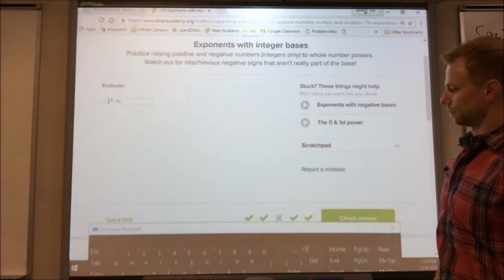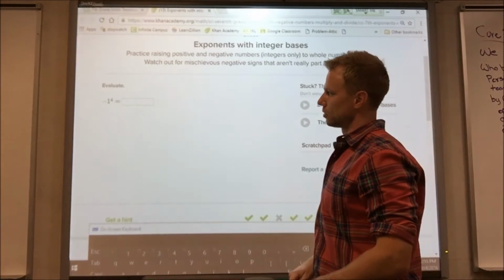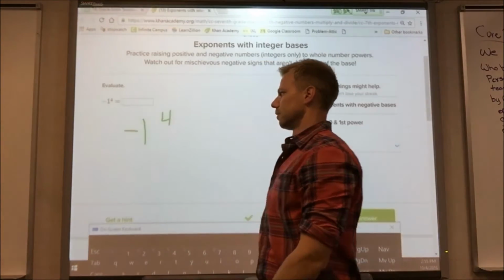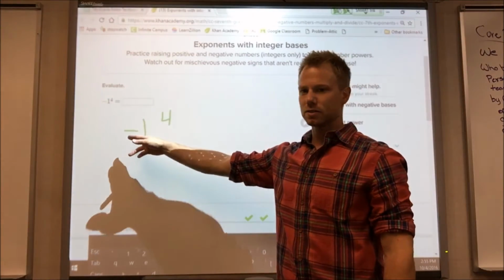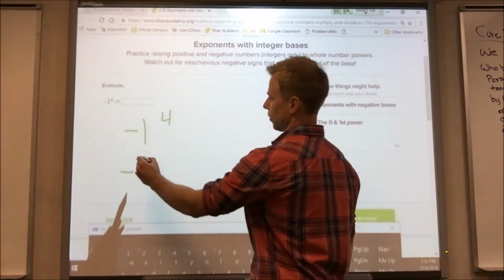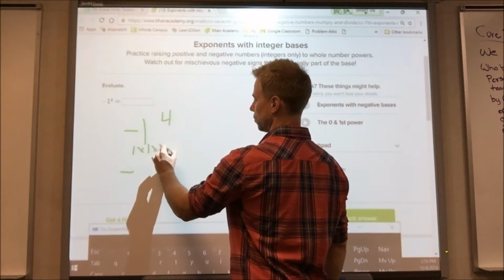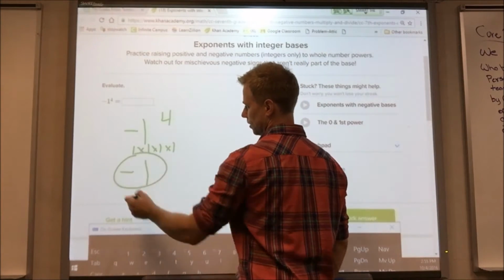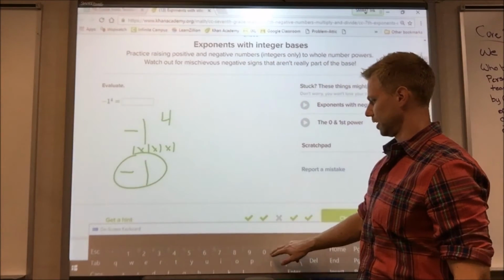Let's try another one. Okay, we have -1 to the 4th. So again, no parentheses, so we're just going to slap on the negative to our final answer. We're going to do 1 times 1 times 1 times 1, which is simply just 1, and our final answer is -1.